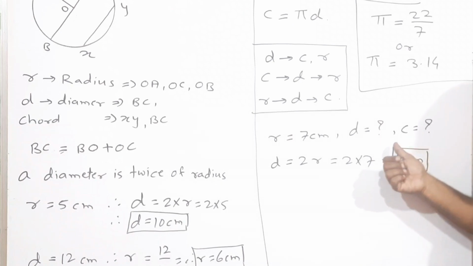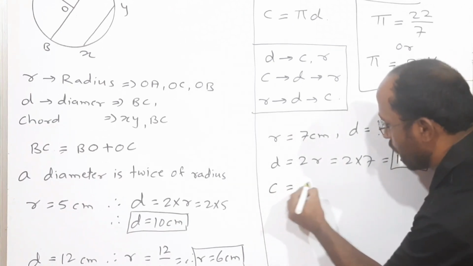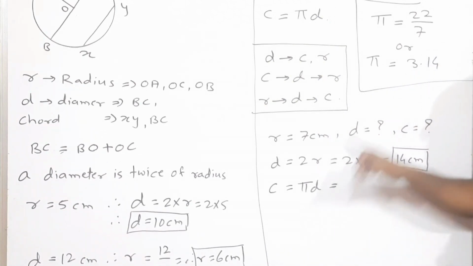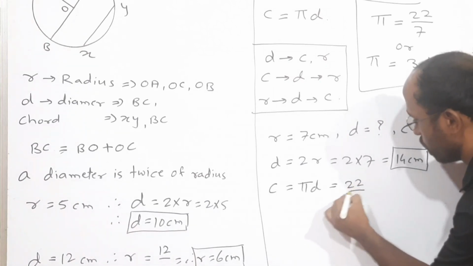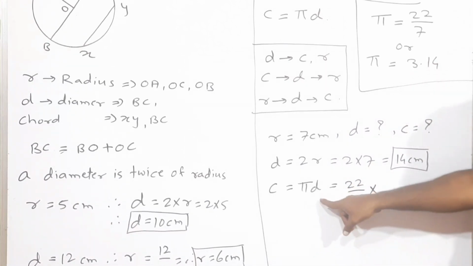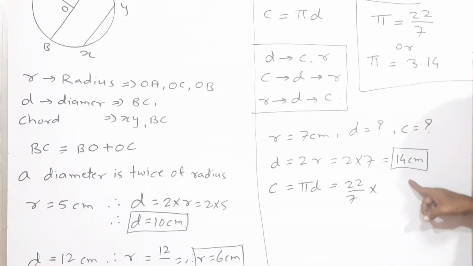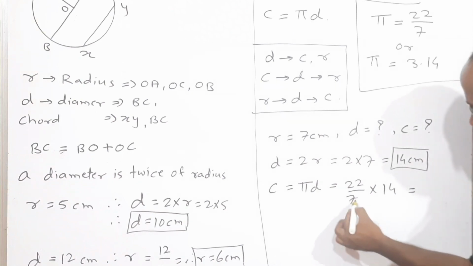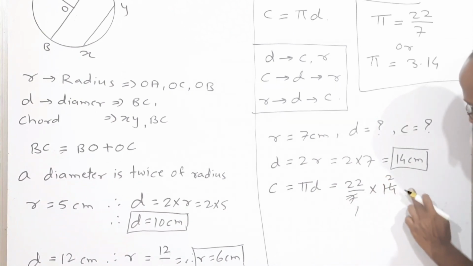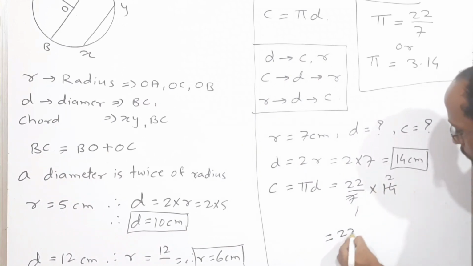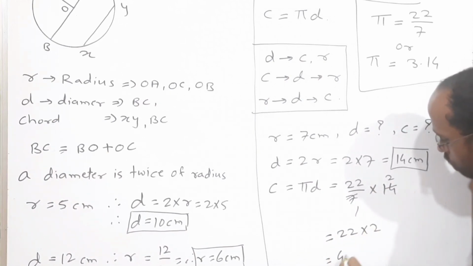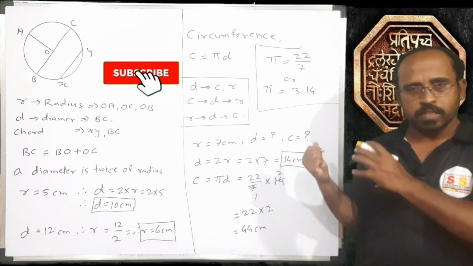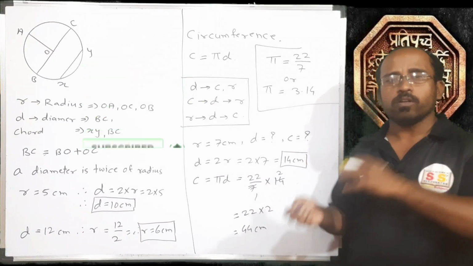Clear? And circumference, C is equal to pi d, pi multiplied by diameter. What is the value of pi? Pi is 22 upon 7. So 22 upon 7 multiplied by d. How much is the value of d we found? That is 14. So 22 upon 7 multiplied by 14, apply test of divisibility, 7 1s are 7, 7 2s are 14. So that is equal to 22 multiplied by 2, which is equal to 44 centimeter. So here, students, where radius r was given, we found d, diameter, based on that, and we found circumference.